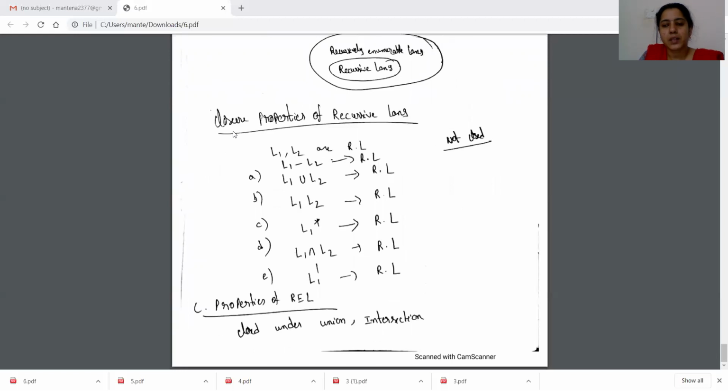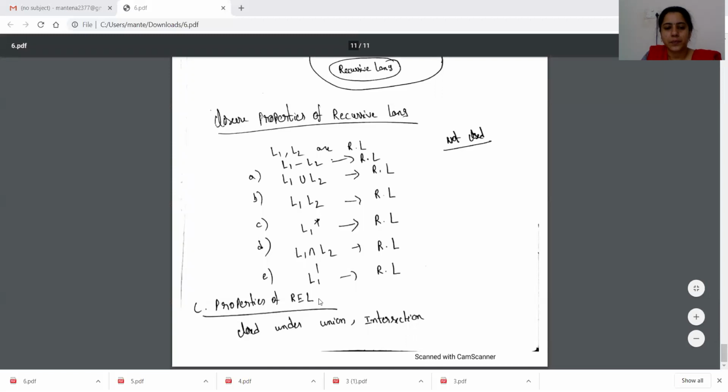So these are some closure properties of recursive languages. Recursive languages are closed under difference, union, concatenation, intersection, and complement. But the closure properties of recursively enumerable languages are closed only under union and intersection. So these are some properties of recursively enumerable languages.